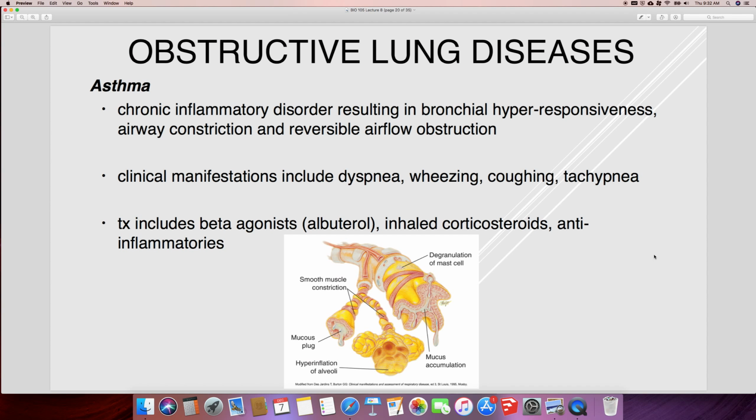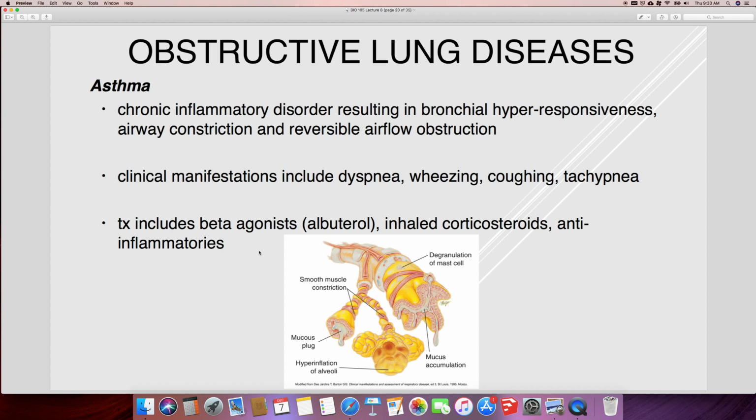So asthma, of course, is a chronic inflammatory disorder, which is basically kind of a combination of hyperresponsiveness of the bronchi, mucus production, and of course, with all of that, you have airway constriction. Clinical manifestations: dyspnea, wheezing's a big one, coughing, tachypnea. Asthma is actually a really common cause of chronic coughs.